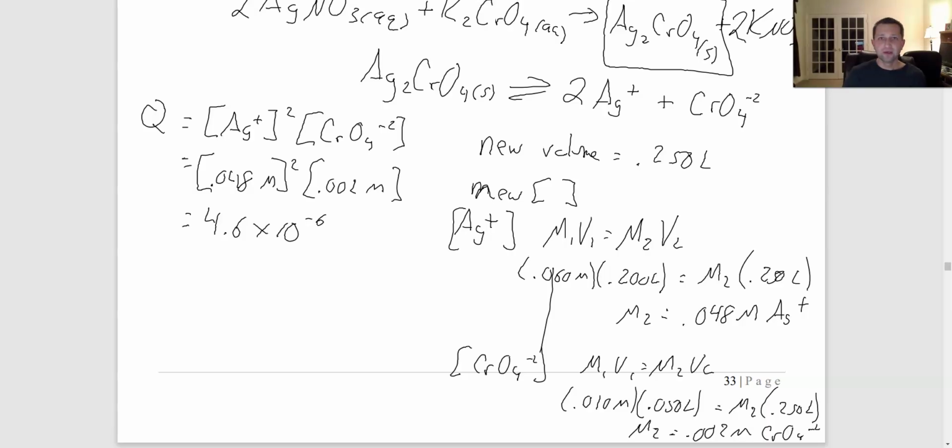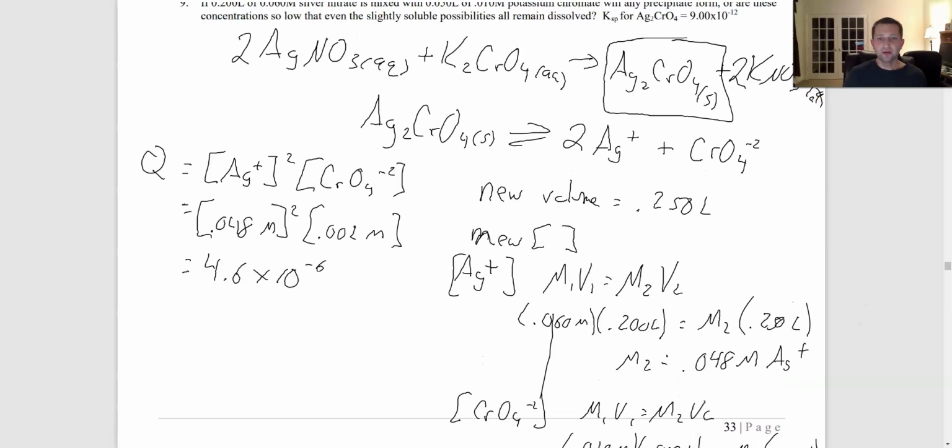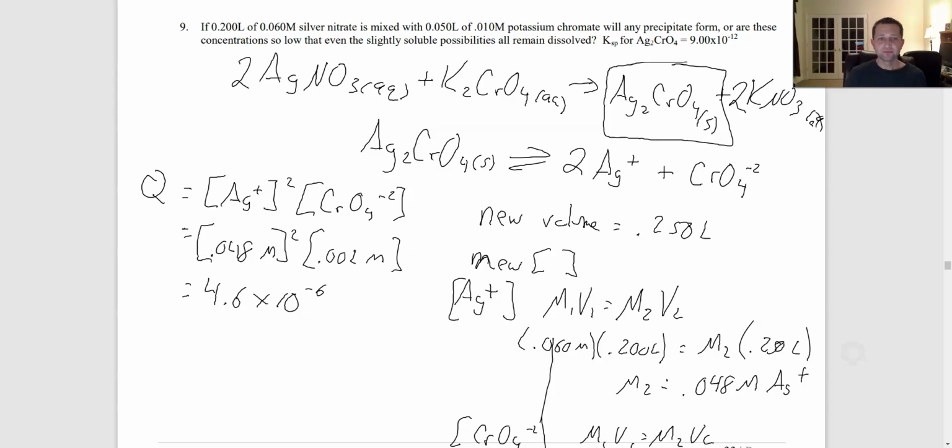Now, all you need to ask yourself is, how does Q compare to KEQ, or KSP in this case? KSP is to the negative 12th power, Q is to the negative 6th. So clearly Q is way greater than KSP. What does that mean?